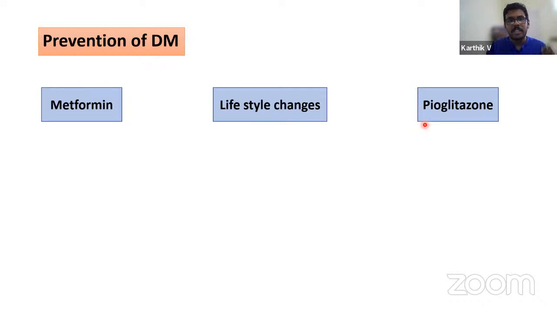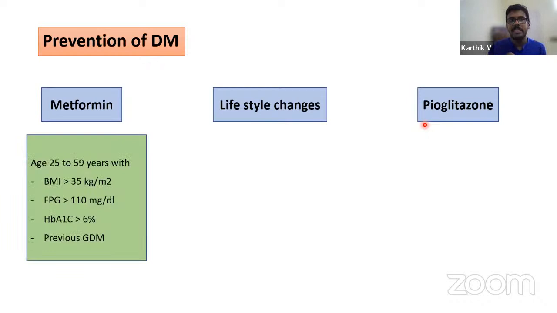So where is metformin used in a patient with pre-diabetes? Metformin is indicated if an individual with pre-diabetes comes within the age range of 25 to 59 years with a BMI of more than 35. Of course, this 35 is Western data, so you can probably extrapolate to around 30 kilogram per meter square as far as the Asian population is concerned, or our Indian population.